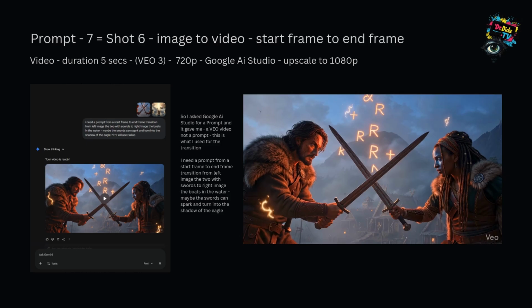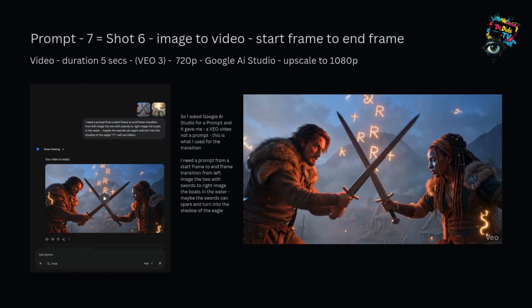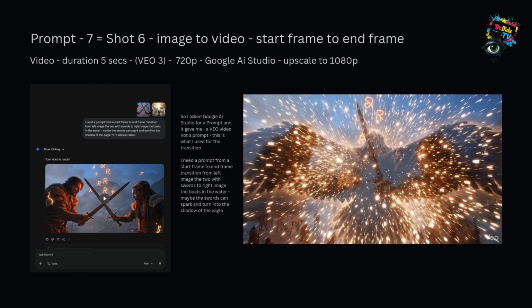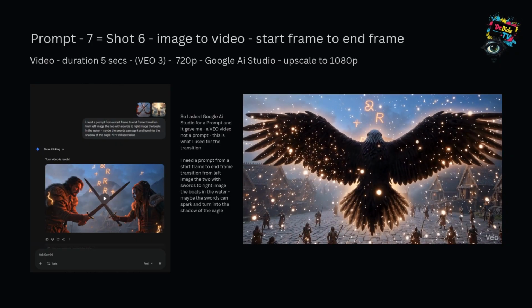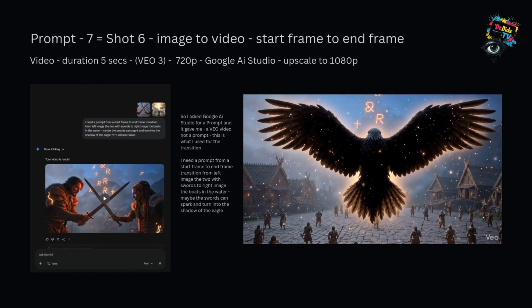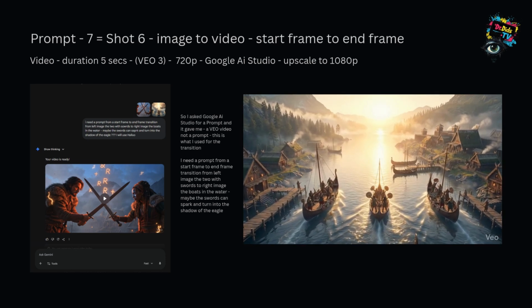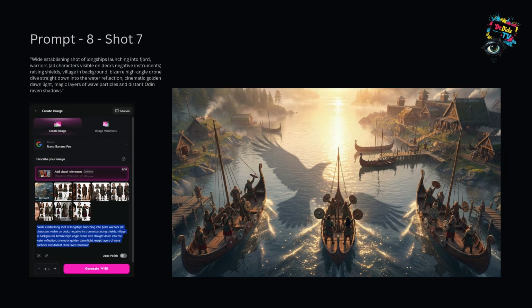I used Google VEO3 through AI Studio, and I gave it the sword fight image as the start frame and the longships on the water as the end frame, and I asked it to make the sword spark and transform into the shadow of a giant eagle flying over the boats. That came back with a 5-second video that worked quite well as a magical bridge between the fight and the next scene.